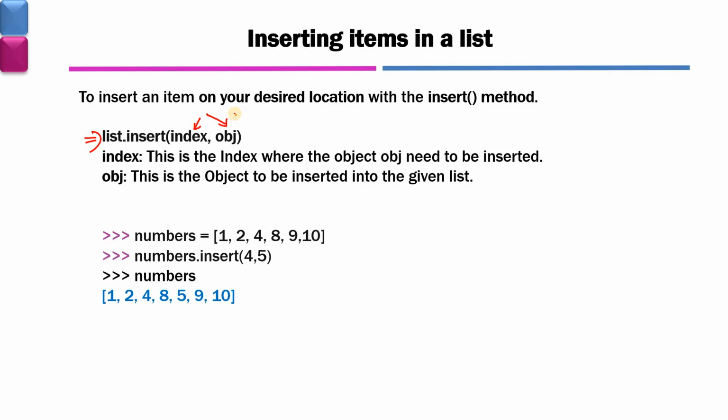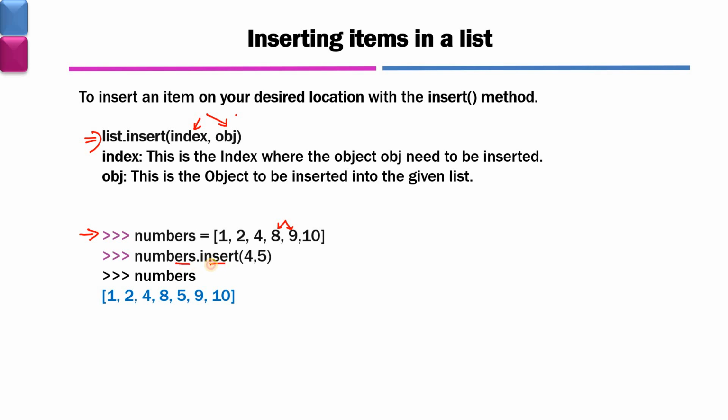For example, I have a list of numbers equal to 1, 2, 4, 8, 9, 10. Suppose you want to insert the number 5 just right after 8. That means between 8 and 9 you want to insert a number, and that is equal to 5. Then how shall I write the command?